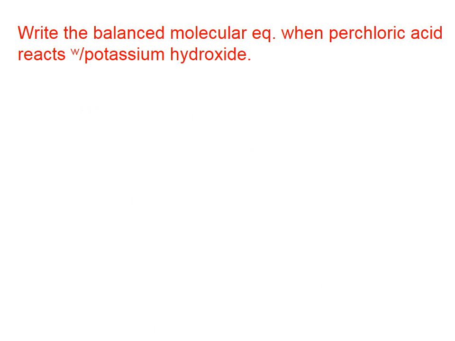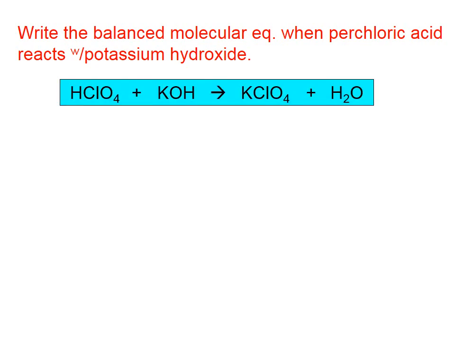Let's write the balanced molecular equation when perchloric acid reacts with potassium hydroxide. Again, whenever we say molecular equation, we mean write the compounds as neutrals. There's the formula for perchloric acid. We should have had that memorized. And potassium hydroxide is KOH. The potassium cation is going to pair up with the perchlorate ion. Acid plus base yields salt plus water. All the coefficients are 1.